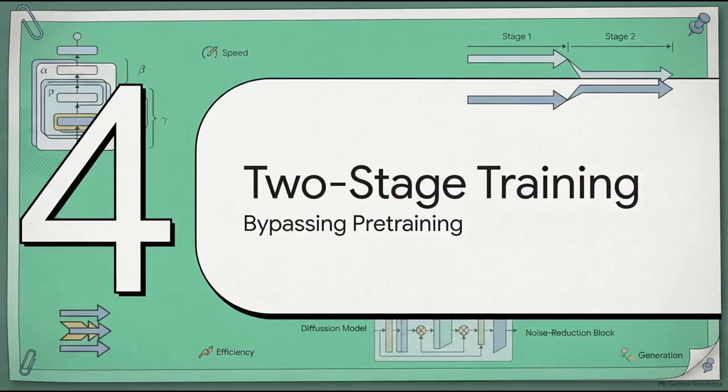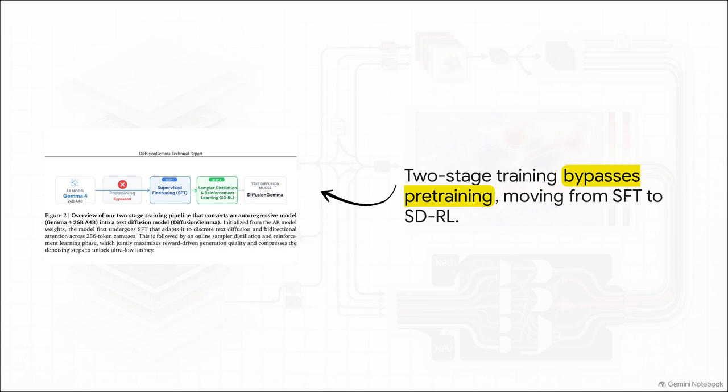Section 4, the two-stage training pipeline. So you might be wondering, how do you even train a beast like this without spending millions and millions in compute? Well, pre-training a diffusion model from scratch is prohibitively expensive. So the researchers actually bypassed it entirely. They warm-started the process with the existing Gemma 4 autoregressive weights. From there, they used a very clever two-stage process that required less than 10% of the original AR training budget.